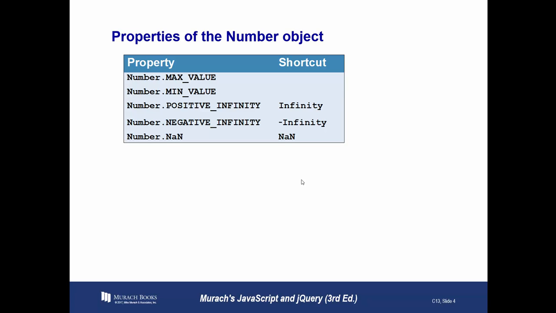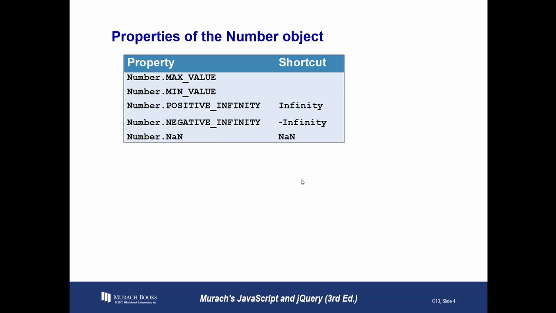Like Number.MAX_VALUE, I believe, is the biggest integer value that your machine can hold. Number.MIN_VALUE is the smallest value that your machine can hold. Number.POSITIVE_INFINITY, well, hopefully that just makes sense as far as what that is. And Number.NEGATIVE_INFINITY, same thing. Number.NaN we talked about a little bit earlier. That stands for not a number.